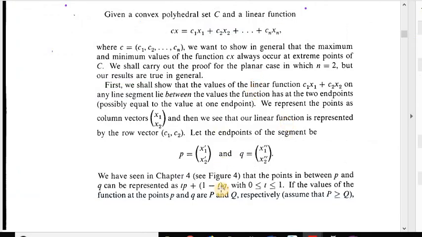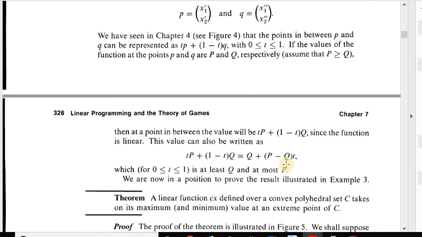So let's follow the argument here. If the values of the function at points P and Q are big P and big Q respectively, we can assume that big P is greater than or equal to big Q. If not, then we just switch the points around. Then a point in between the value would be T times big P plus 1 minus T times big Q, since the function is linear. You can actually work that out more explicitly.